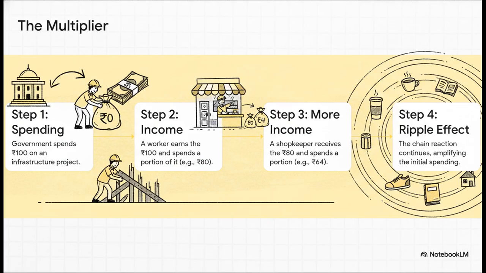Now, she's not going to stash it all under her mattress, right? She goes out and spends some of it, let's say 80 rupees, at a local shop. Well, now the shopkeeper has an extra 80 rupees, and he then goes and spends a chunk of that somewhere else. You see, it creates this chain reaction. Even though each round of spending gets a little smaller, when you add it all up, the final boost to the economy is way bigger than the government's initial 100 rupees. And that right there is the multiplier effect in action.